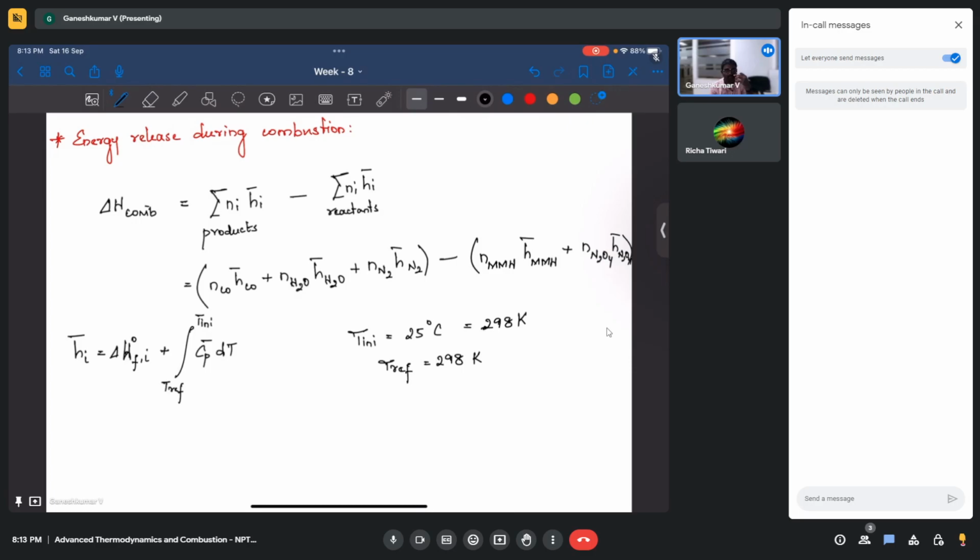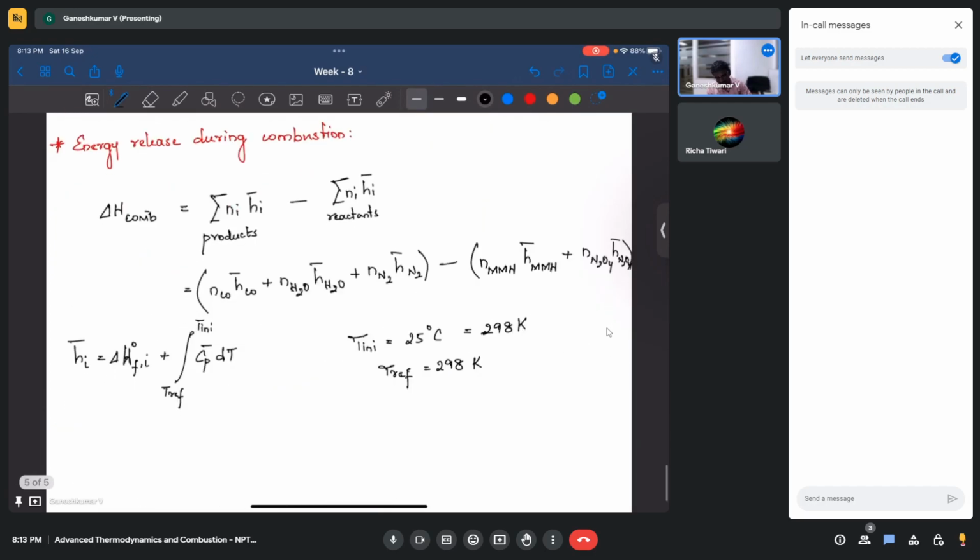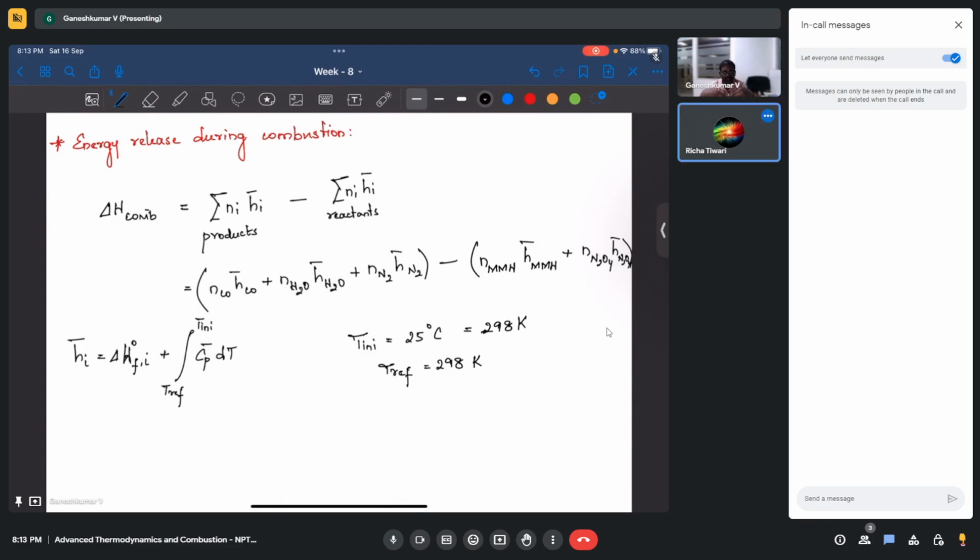Also, what we are trying to do is find the energy release during combustion at the same temperature, at 25 degrees Celsius. Which means I converted the reactants to products. While I convert them, my temperature will rise, but then I cool down to 25 degrees Celsius. When I cool down, I extract some heat, right? What that heat is, is what enthalpy of combustion is. Is that clear?